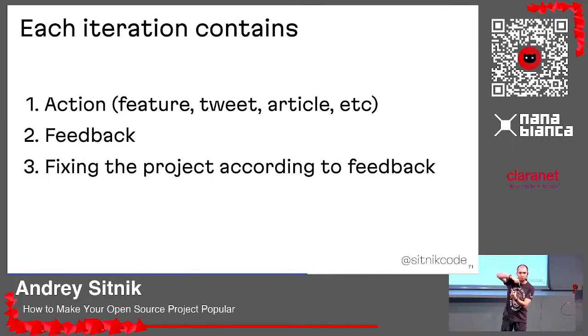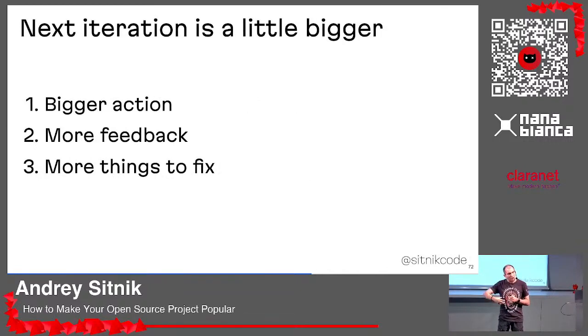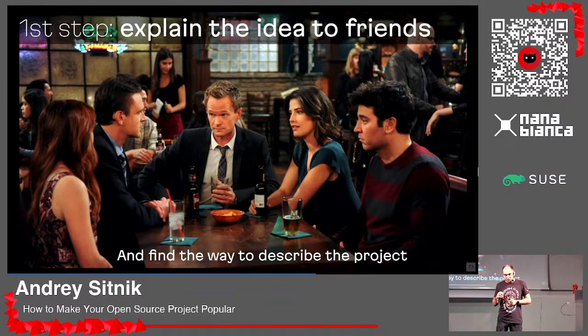And this is why it's important to do promotion in iterations, because on each iteration you will have more and more users. And it's even good that on the first iteration your project will not become popular, because you need time to fix it, to be ready to become popular. First step, convince your friends in the bar. This is the first iteration.